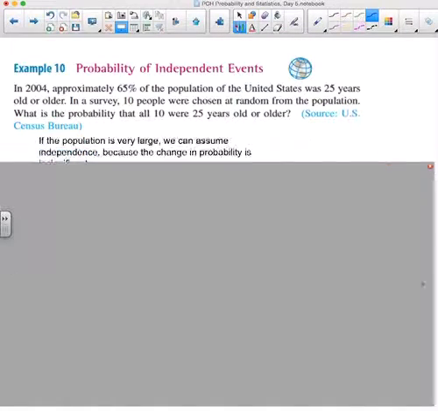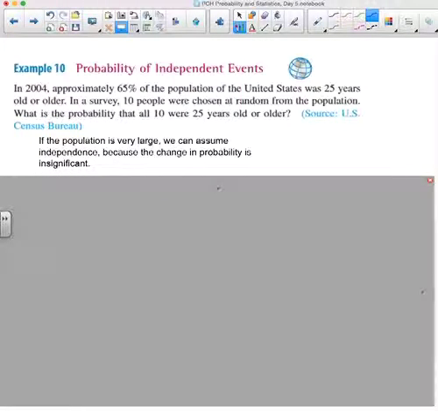All right? So, this is a common practice that if the population that we're pulling from is very, very large, and this is often when we're using some kind of a statistic like this to determine a probability, we can assume that each person we're picking is an independent event. Okay? The change in probability is so insignificant, we treat it as an independent event.